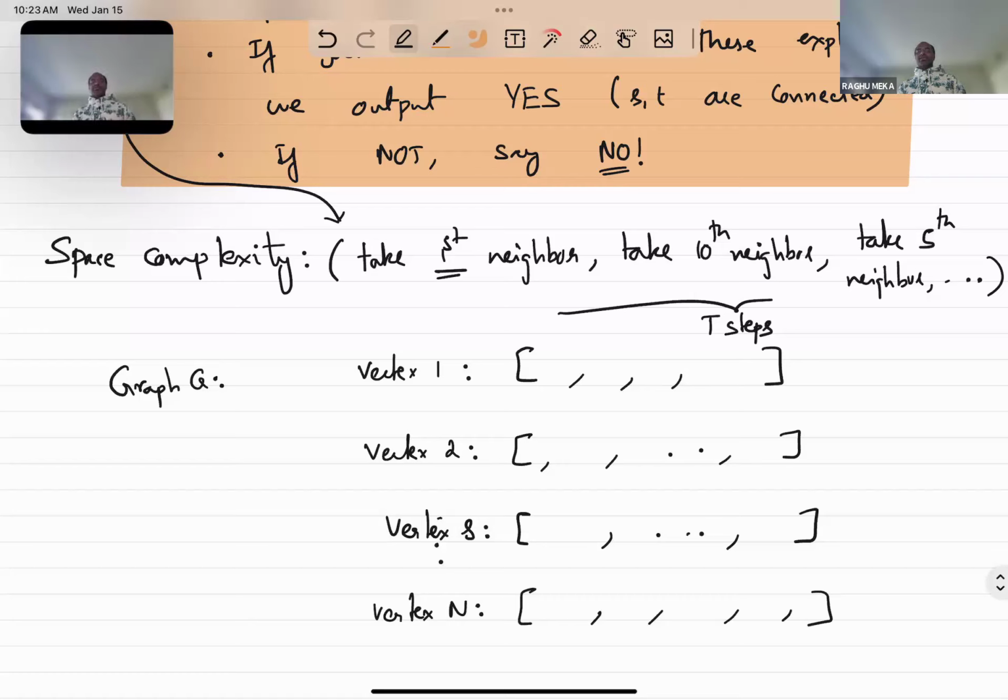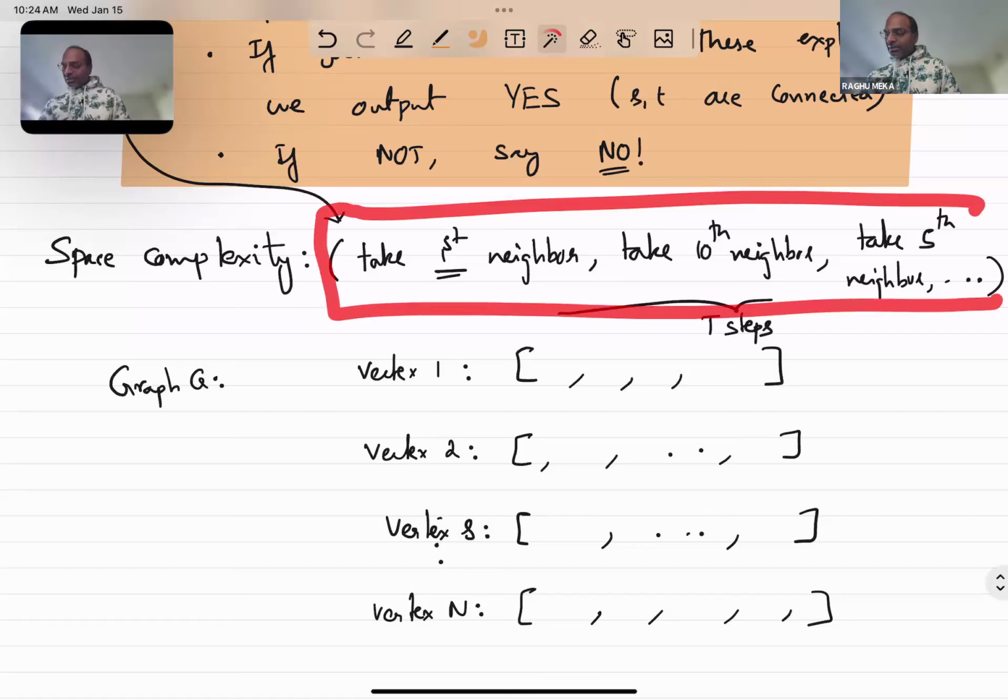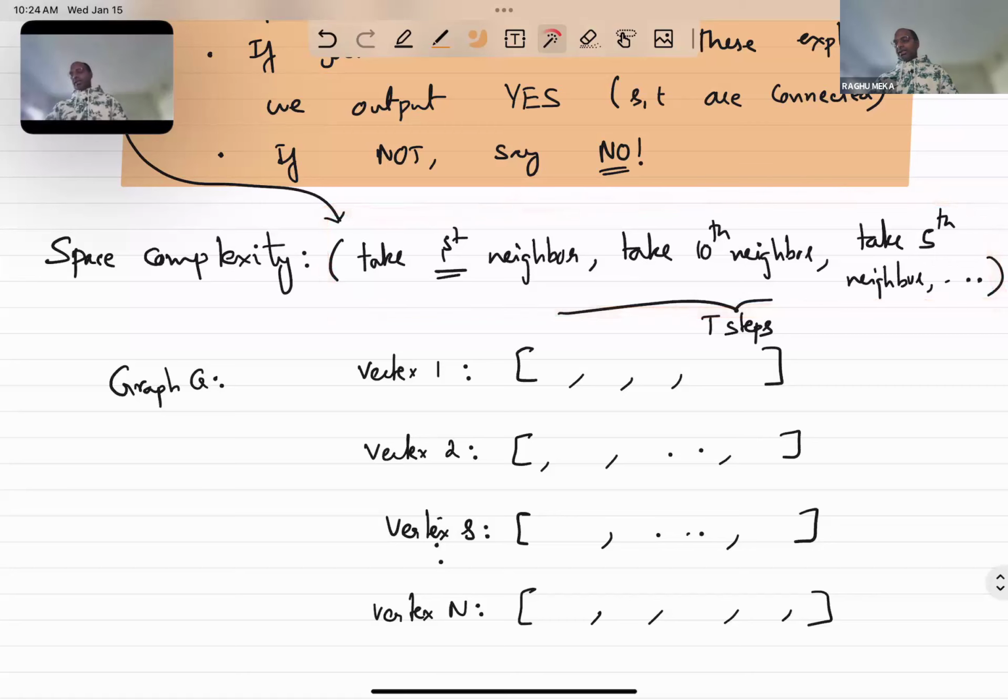Does the algorithm make sense? Any questions about the algorithm? It's a little bit oblivious to what the graph is doing, right? So the space complexity is just determined by the sequence of which neighbor you're taking in terms of the position in the list. I'll say take the first one, take the 5th one, take the 17th one, maybe take the 37th one, and so on.